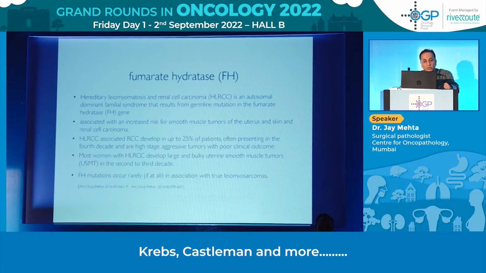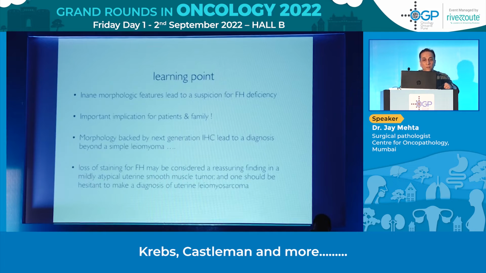So most women with this syndrome develop large and bulky uterine smooth muscle tumors early in their lives, in the 2nd and 3rd decade. You tend to see them a little bit later, but when you get it early, think of this syndrome. And here's something very amusing. FH mutations occur rarely, if at all, in association with true leiomyosarcomas. So that's the vagary of oncogenesis. It will probably lead you to a leiomyoma, but it's seldom, or actually never been described, that it causes leiomyosarcoma.